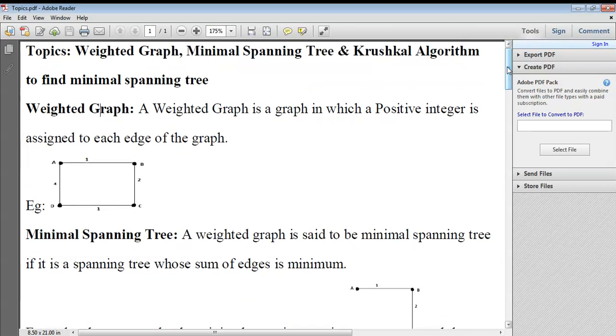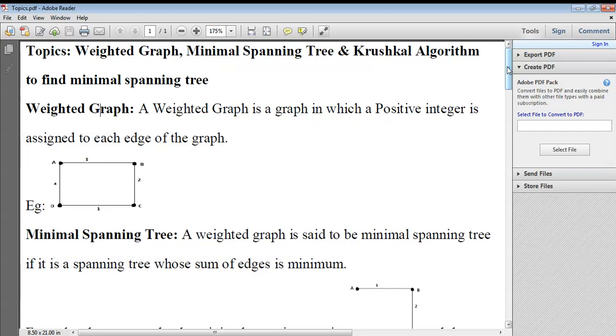Good morning, students. Today, let us see the topics weighted graph, minimal spanning tree, and Kruskal algorithm in order to find a minimal spanning tree. Now, the definition of weighted graph. A weighted graph is a graph in which some weight is assigned to each edge of the graph.